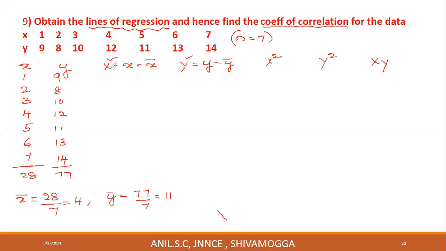And this capital letter X is X minus X bar. X bar is 4. 1 minus 4 is minus 3. 2 minus 4 is minus 2. 3 minus 4 is minus 1. 4 minus 4 is 0. 5 minus 4 is 1. 6 minus 4 is 2. 7 minus 4 is 3. Summation capital letter X is not required. Let's not find it. Next, capital letter Y.